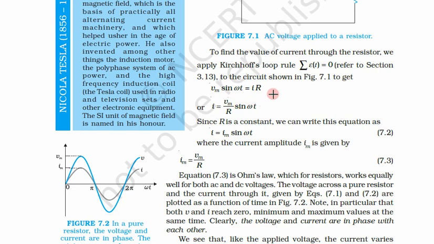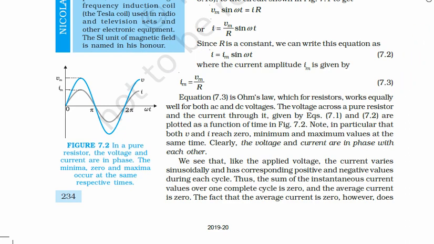Voltage is a sinusoidal function, current is also a sinusoidal function, and we have chosen Im equal to Vm upon R. That is how it happens when we apply an AC voltage to a resistor. Current is also sinusoidal, and there is no change in function. Current is also sin omega t, voltage is also sin omega t.